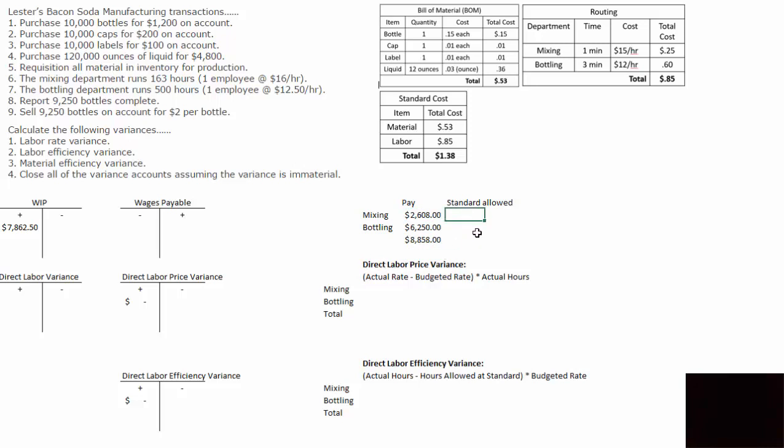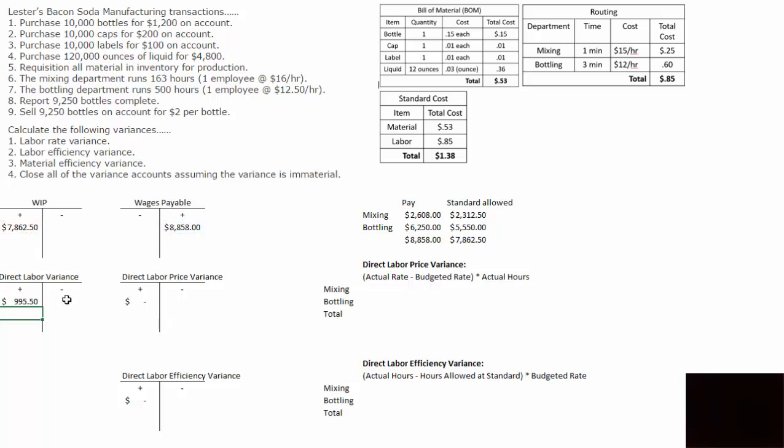Remember, the standard allows 25 cents for every bottle in the mixing department and 60 cents for every bottle in the bottling department. So there's the standard allowed. The standard allowed works its way over to the work in progress. Now my wages payable, what I actually pay the employees, is the $8,858. So at this point that journal entry doesn't balance, because I'm putting in the inventory account at standard and I'm paying actual. So this difference, our direct labor variance, is the difference between what we pay and what we put into the account at standard.